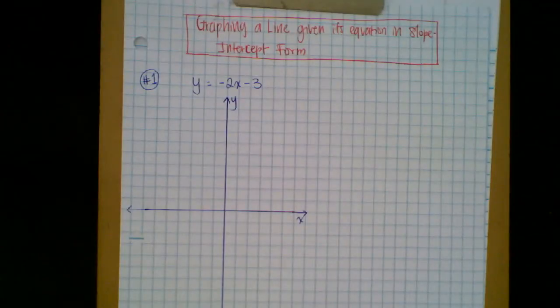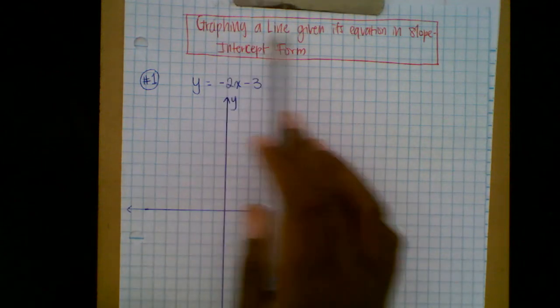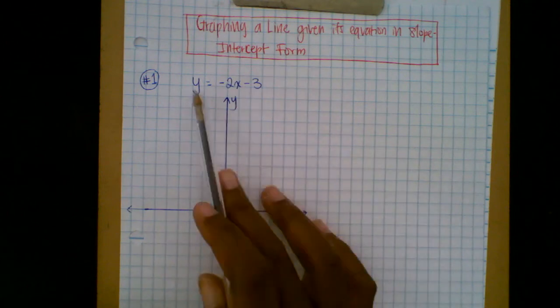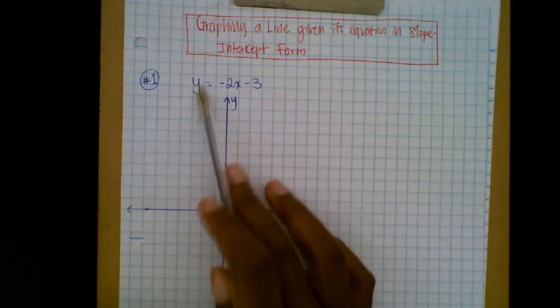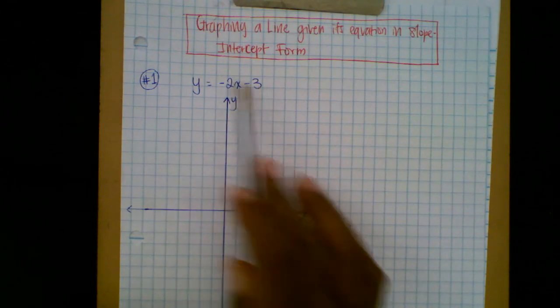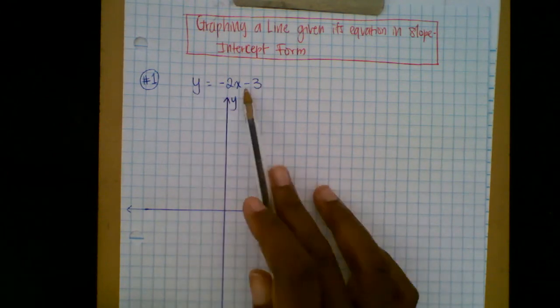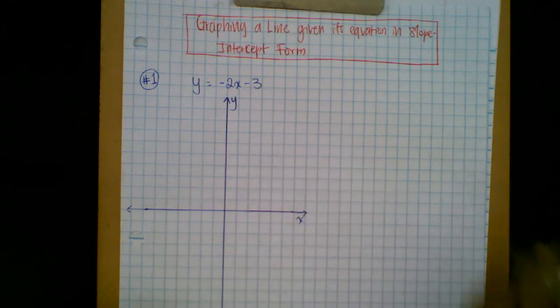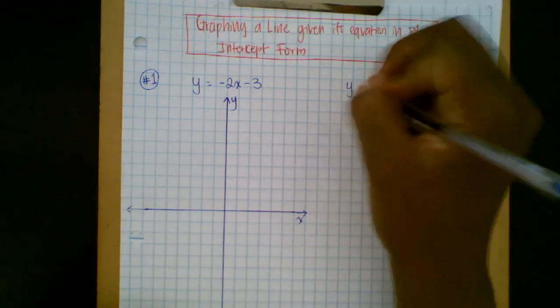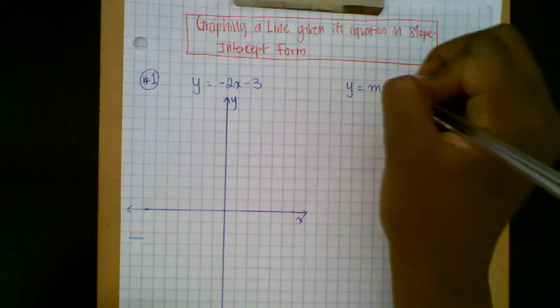Hi everyone. In this video, I'm going to show you how to graph a line given its equation in slope-intercept form. So my equation of a line is y equals negative 2x minus 3. This equation of a line is written in slope-intercept form. Why am I saying that? Because it's written in the form of y equals mx plus b.